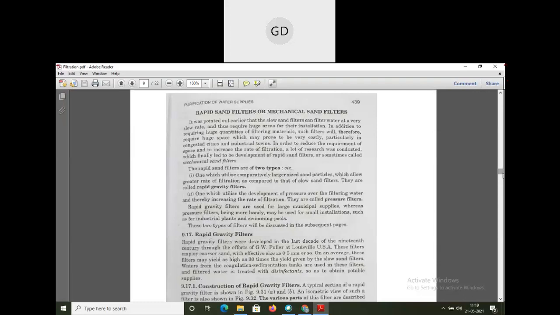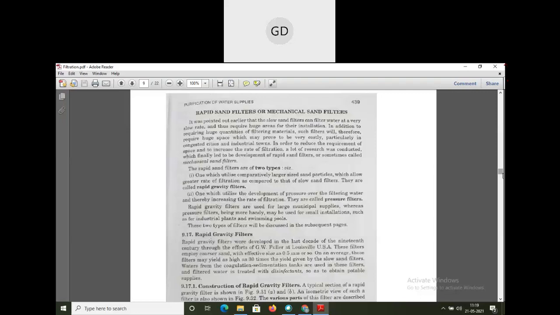So now these rapid sand filters are of two types. That's number one, where they use comparatively large size sand particles, and also they give a much greater rate of filtration. So that is known as your rapid gravity filters.